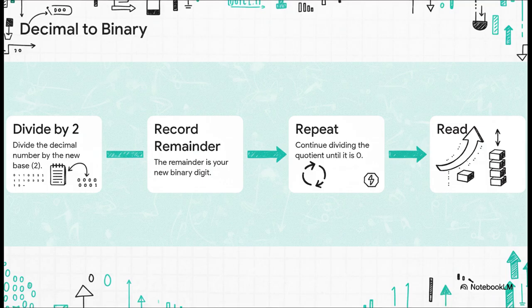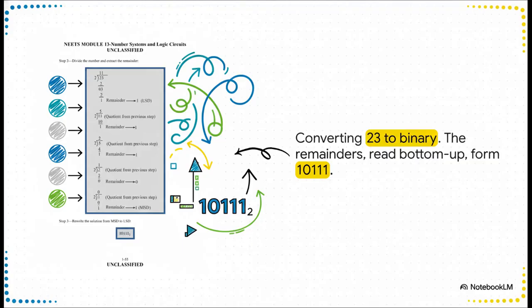Now, here's the most important part, the step everyone forgets. You have to read your list of remainders from the bottom to the top. That's your binary number. Let's walk through an example together. We want to convert the number 23.